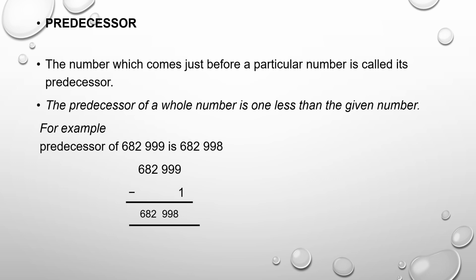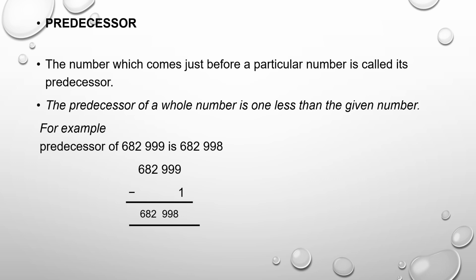Similarly, for predecessor, you must know that the number which comes just before a particular number is called its predecessor. If we want to find the predecessor of a very large number, you will simply subtract 1 from that. So for calculating the predecessor of large numbers, you will subtract 1 from that number. Keep in mind, for successor we will add 1, and for predecessor we will subtract 1 from the given number. In this way you can easily calculate the successors and predecessors.